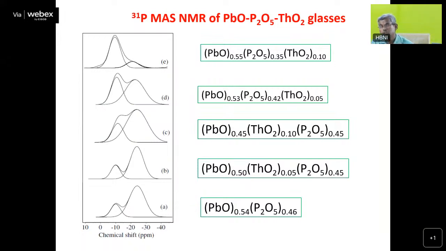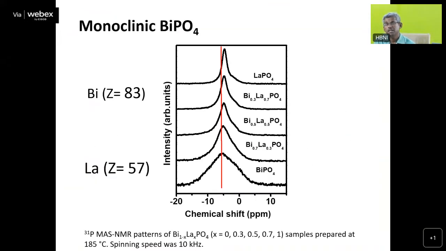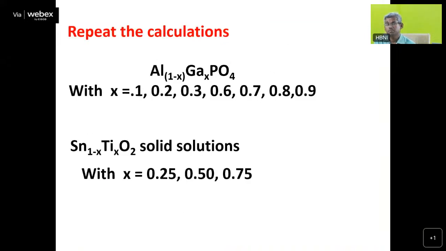So a small amount of ThO2 always forms the network, and the moment you increase the concentration of ThO2, it modifies the network. Of course, modifying the network is not good for practical application, because once you modify the network, you will get a lot of non-bridging oxygen atoms, which results in the degradation of the glass. So the stability of the glass to a certain extent can be predicted with the help of this NMR.